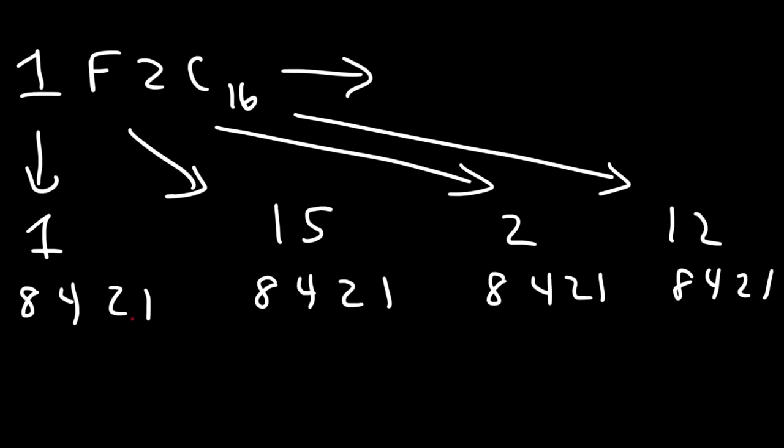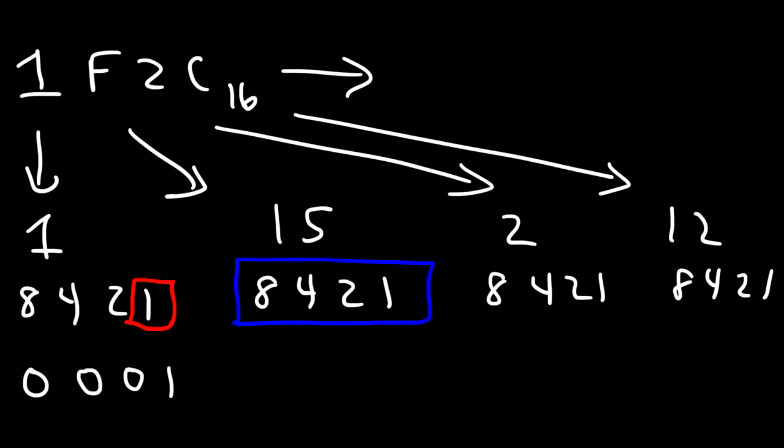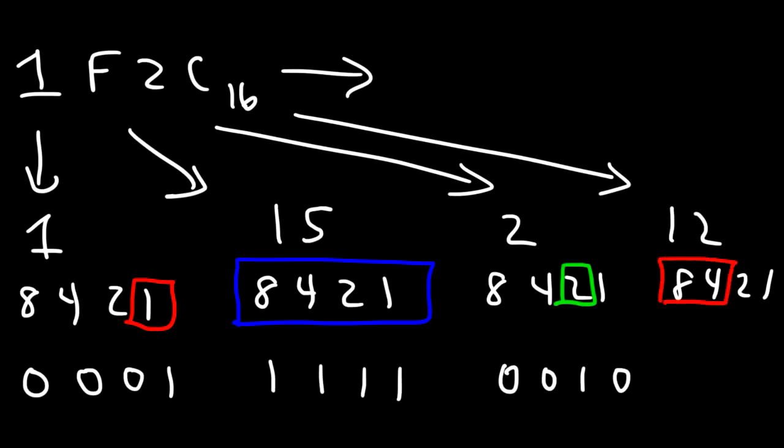So here we have a 1. So as a binary number, that's going to be 0, 0, 0, 1. 15 is the sum of all 4 of these. So that's going to be 1, 1, 1, 1. And then 2, we only need to use this number. So it's going to be 0, 0, 1, 0. And for the last one, to get 12, it's simply 8 plus 4. So that's going to be 1, 1, 0, 0.